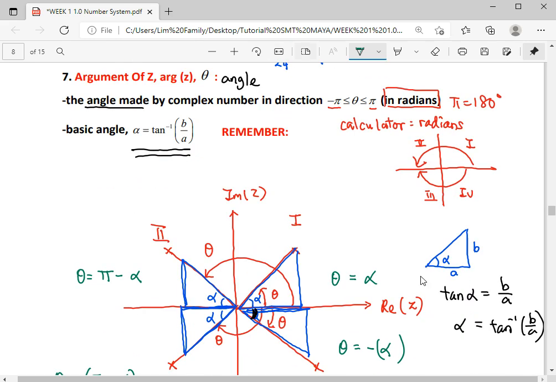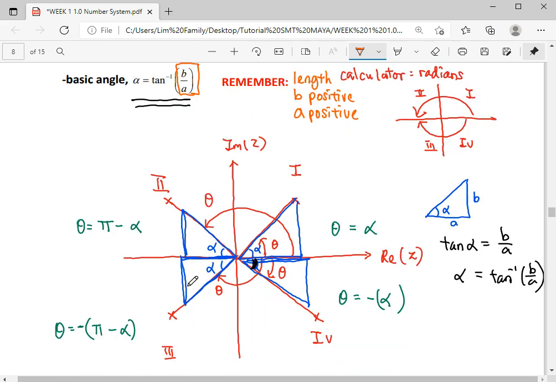What we need to be careful about here, remember, is for this part, B over A: we are not using coordinates. We are using length. So B must be put as a positive value, and A must be put as a positive value, because it indicates the length here. So even if your coordinate is in the negative part, for the B and A here, remember, we are using the length of it, not the coordinate of it. So you have to put the positive value, then only can you get the correct basic angle.